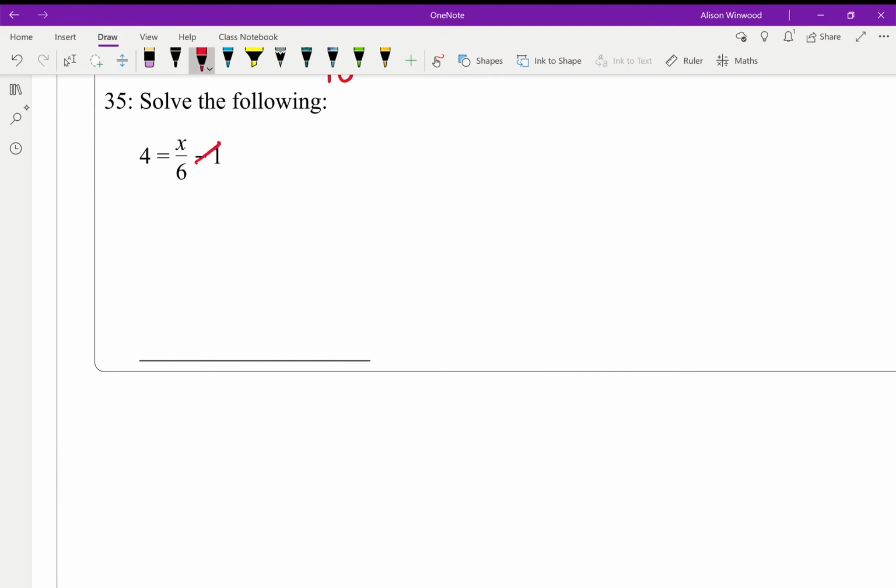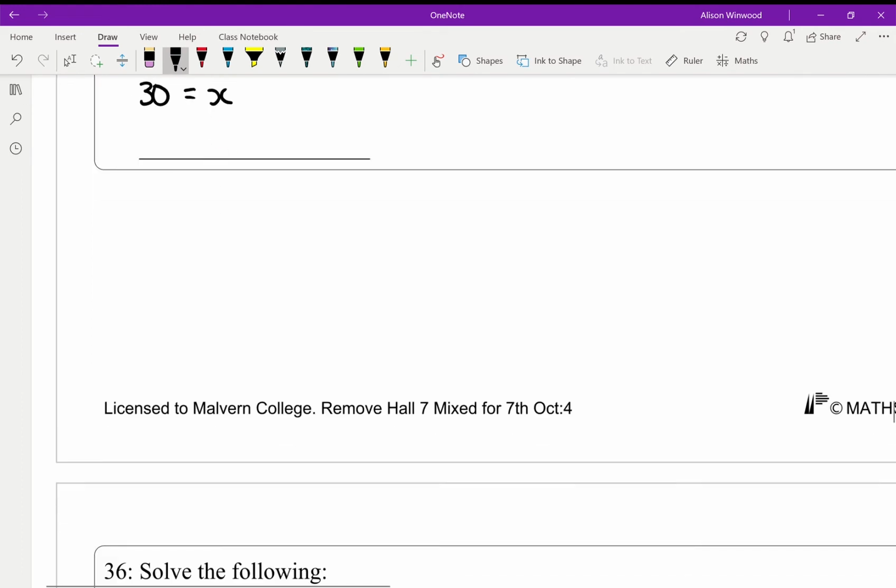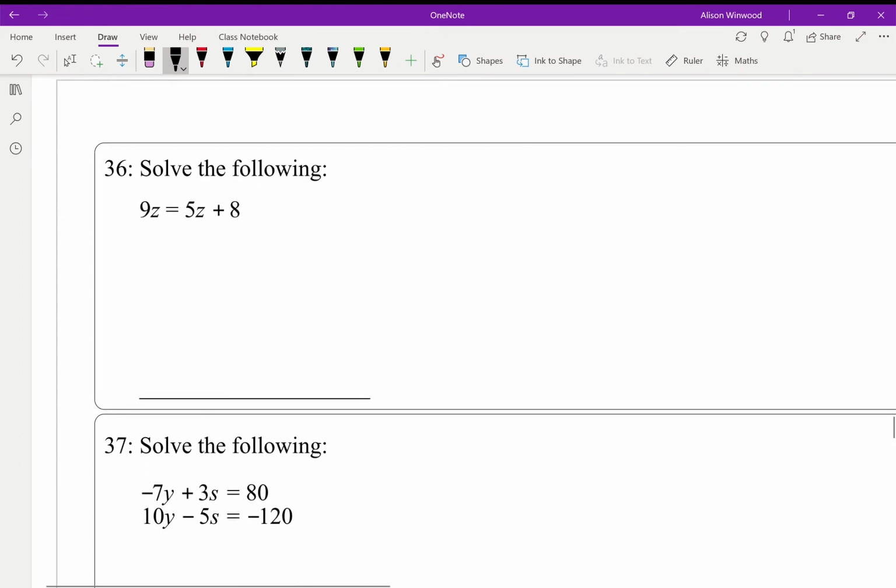Opposite of subtract 1 is add 1. Opposite of divide is multiply. Move all the z's to one side, so I get 4z equals 8. Opposite of multiply is divide, so z equals 2.